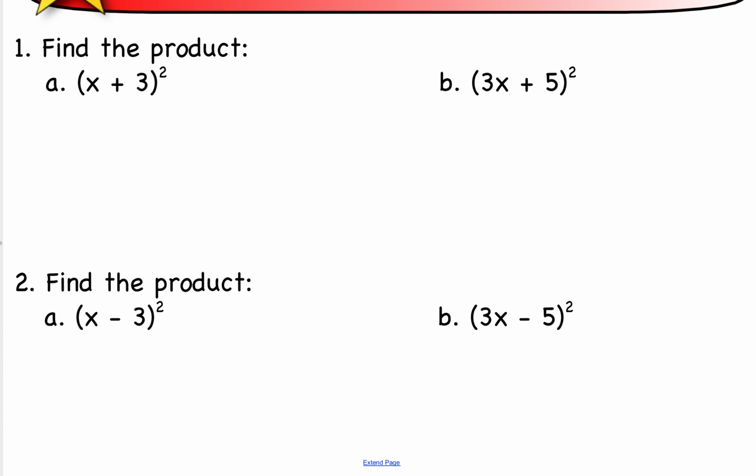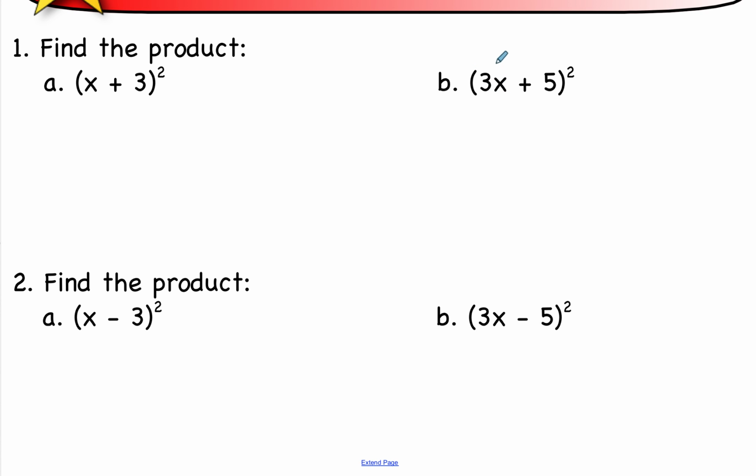So for our shortcut on part B, we want to square the first one. 3 times 3 is 9. X times x is x squared. The last term squared is plus 25. And then the middle term, we're going to multiply and double. 3 times 5 is 15. And 15 times x is 15x, but we've got to double that and get 30x. And the sign in the middle is positive.